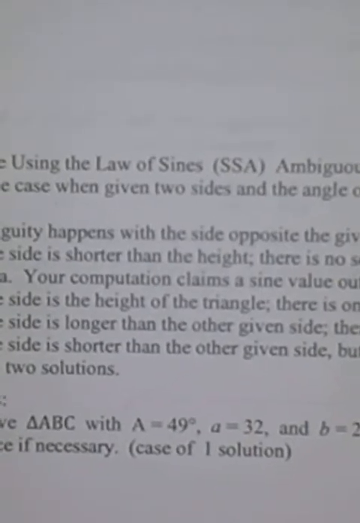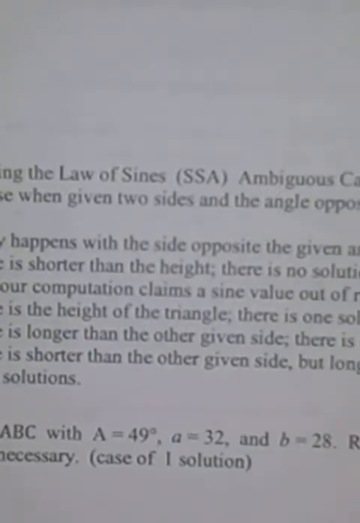All right. So when you have fewer than one solution, that means when we have no solution, we're going to be trying to find a sine that is out of range. So for example, sine inverse of 1.3, something like that, right? Which does not exist.